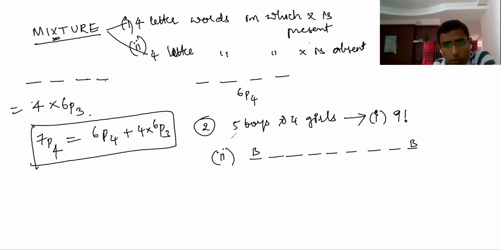How many boys are there? 5 boys are there. What you should do now? These 5 boys you have to arrange in the 2 end blanks. Understand? Any one of the 5 boys you can arrange here, so one boy should be arranged here. 5 boys are there, 5 ways. Here this can be 4 ways.